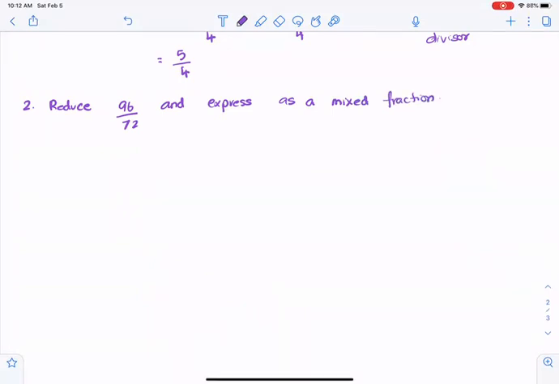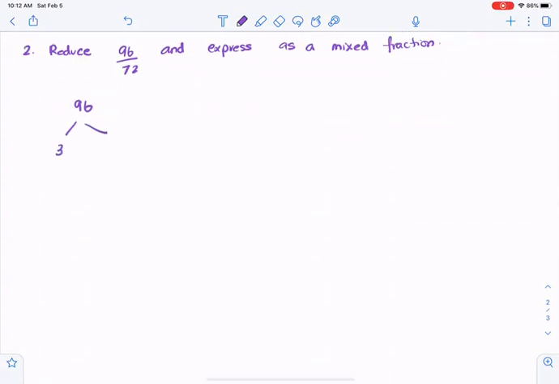So 96 over 72. Next fraction. Clearly, 96 over 72 is improper because the numerator is bigger than the denominator. Naturally, the improper fraction can be written as a mixed fraction. So all we have to do is come up with the prime factorization of 96, prime factorization of 72, cancel out the common terms.